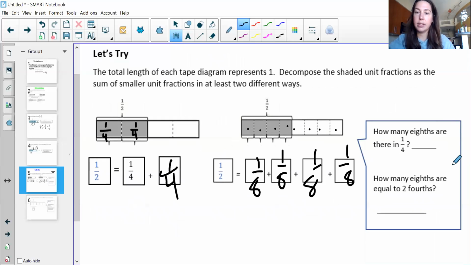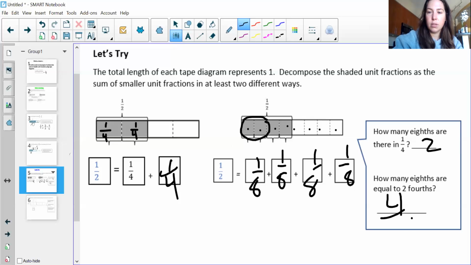So it says, how many eighths are there in 1/4? Ooh, this is a good question. How many eighths are there in 1/4? So think about a fourth is half of a half. So that's that much. So that's 2/8. How many eighths are there in 2/4? So 2/4 is the same as 1/2. So it's 4/8 are in 2/4.